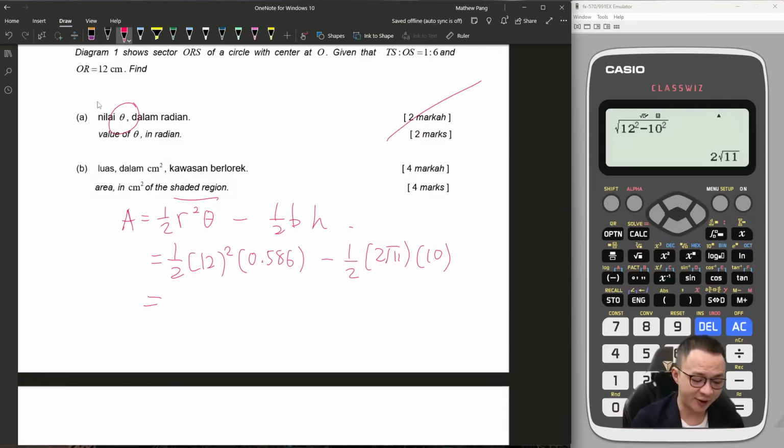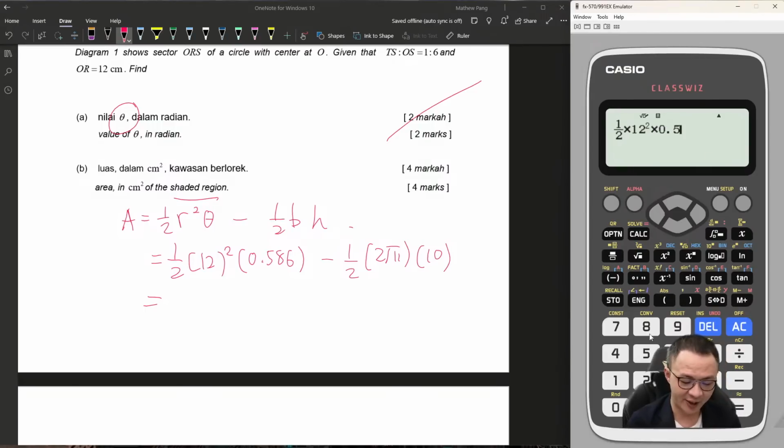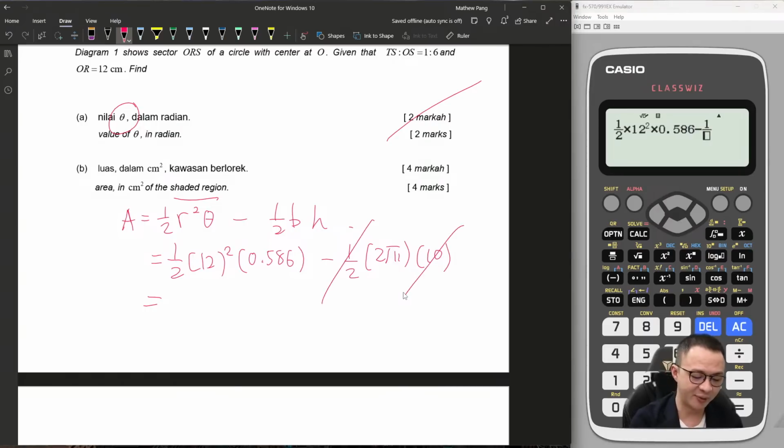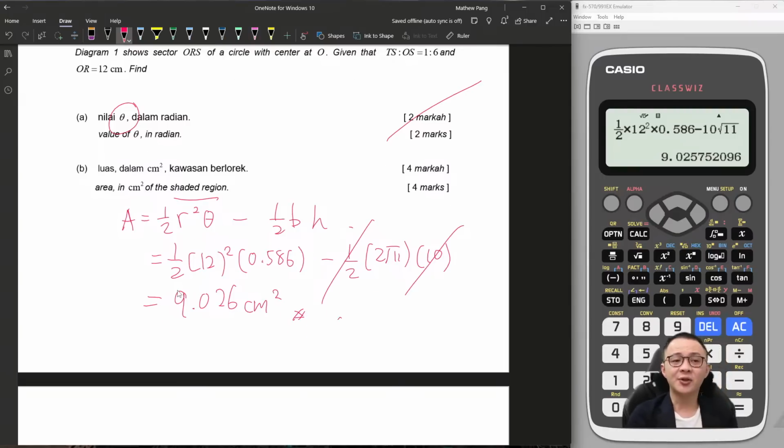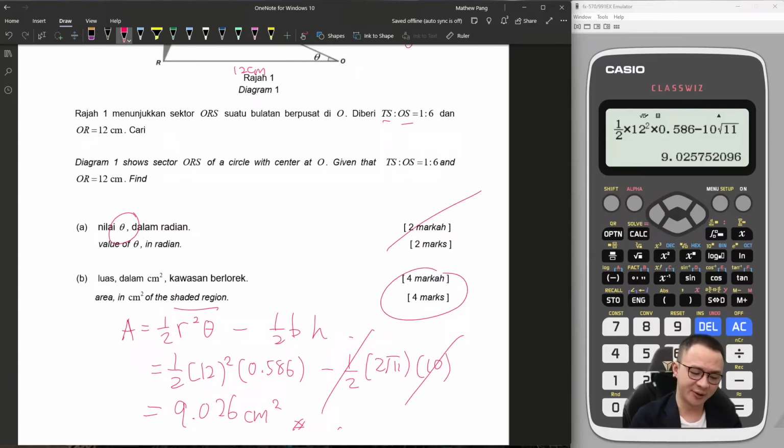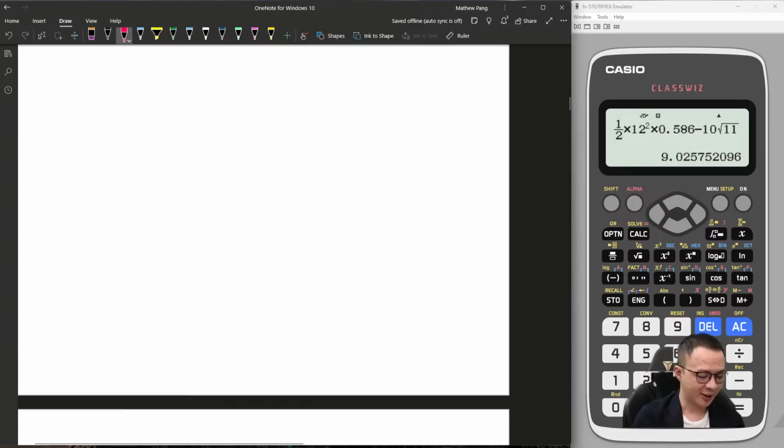Then you just type everything into here, you will get a nice answer. Multiply 12 square, multiply 0.586 minus 1 over, yeah, actually you can simplify that, it becomes 5. 5 multiplied 2 is 10 third 11. So yeah, your final answer should be something like this, cm squared. Okay, so yeah, this 4 mark is surprisingly easy. Next question.